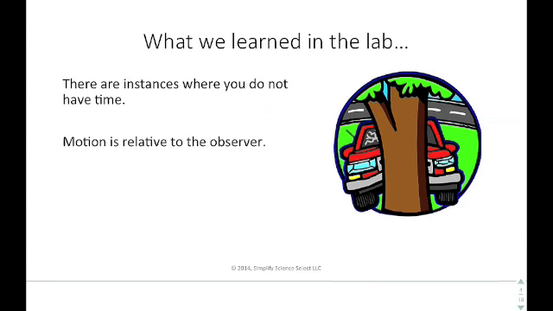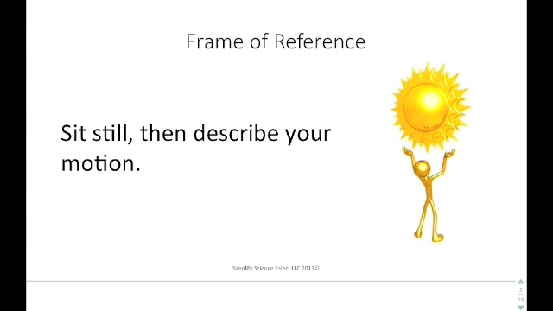We also learned that motion is relative to the observer. For example, if there are two cars traveling at 60 miles per hour in the same direction, to each other they look like they're not moving, but to everybody else they look to be going extremely fast. So we talk about frames of reference.